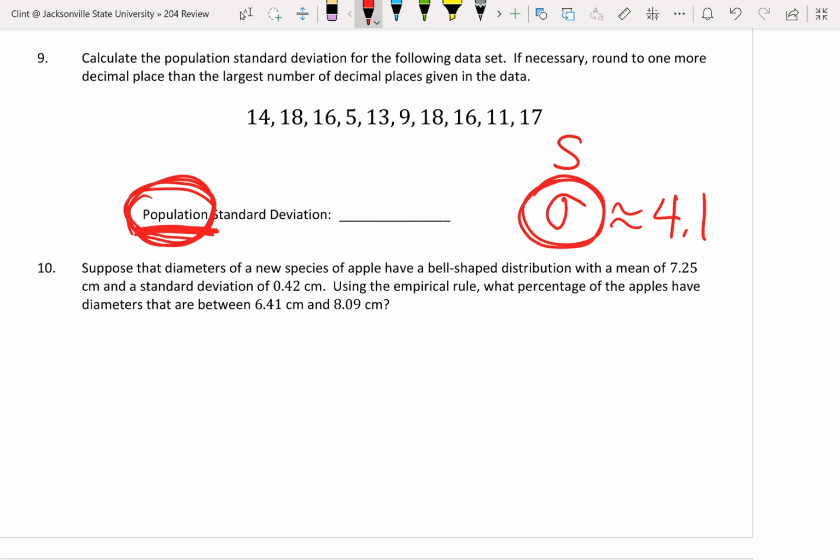Calculator problem there. And the way we rounded, we went one more decimal place than we had in our data. They were whole numbers, so we kept one decimal with our standard deviation there. Questions on that one? I'm not going to ask for variance. I'm going to ask for standard deviation.